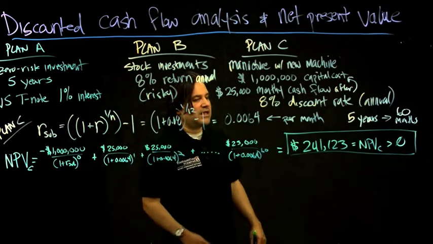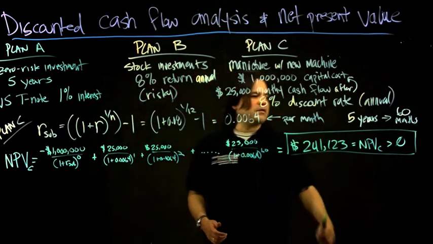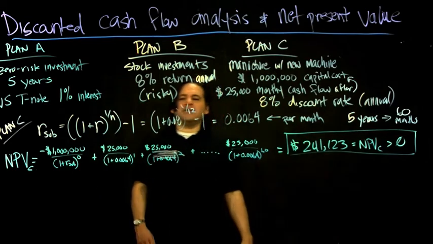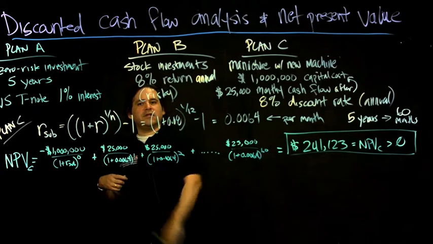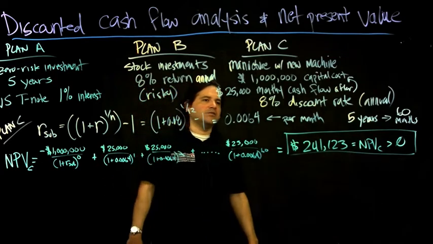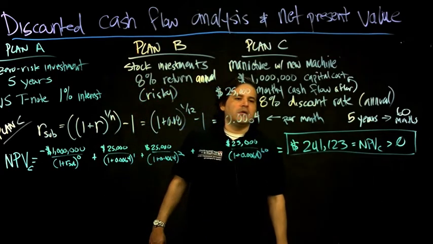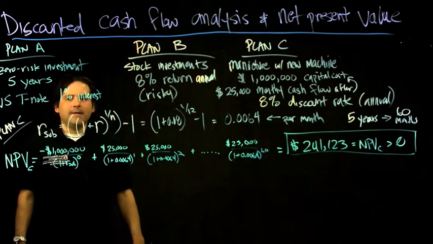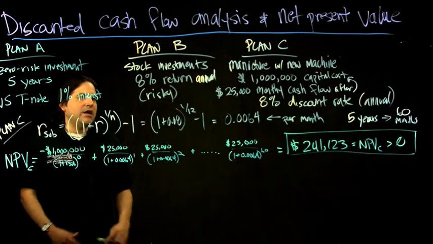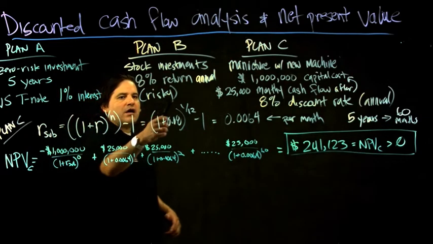But based on this analysis, we can put a number on there, and we get a net present value for this plan, buying a machine. This machine is going to bring us $25,000 monthly cash flow. So that would be for Plan C. Now let's talk about this so-called stock investment.